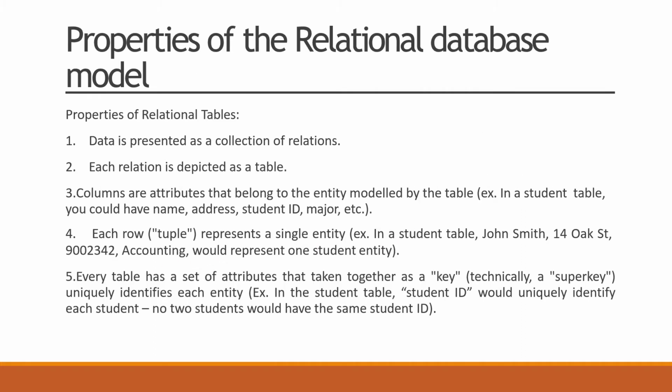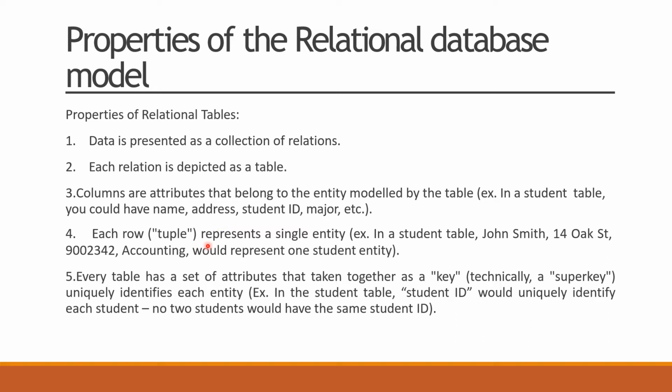We have properties of the relational database. Properties of relational tables. First is data is presented as a collection of relations. Means we have various tables and that data is presented as a collection of different tables. Every entity represents a table. So now each relation is depicted as a table. Columns are attributes that belong to the entity modeled by the table. This is the example. Each row is now called a tuple.